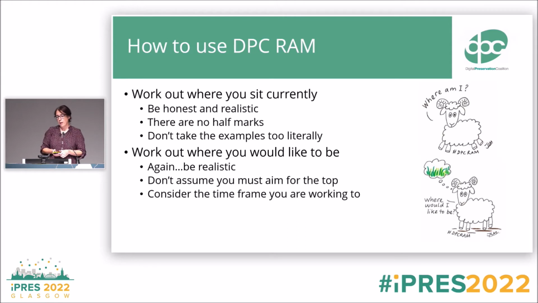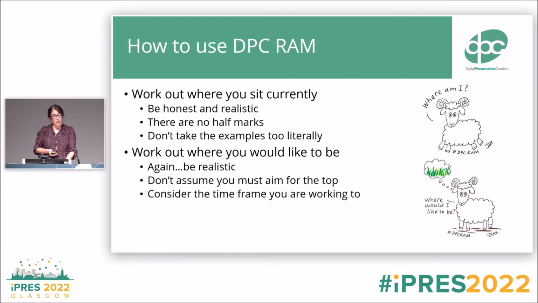So how to use RAM. It's really simple, really straightforward. So you need to work out where you sit currently. We do encourage you to be honest and realistic when you do this. Any maturity modelling exercise is quite a subjective process, I think. But if you do score yourself higher than you really are, I think you're only cheating yourself. So I think it's better to really think critically about what you're doing and what you've got in place, and also about what needs to be put in place to move you forward.